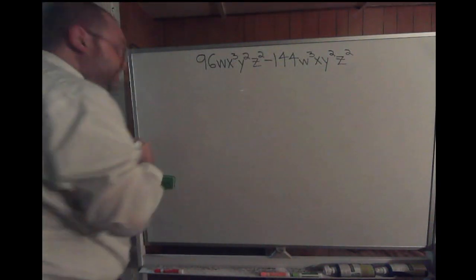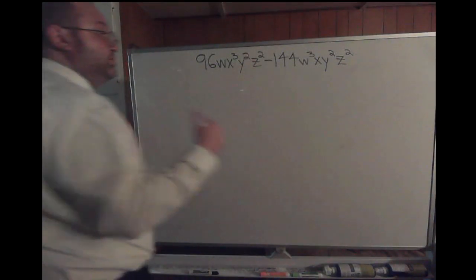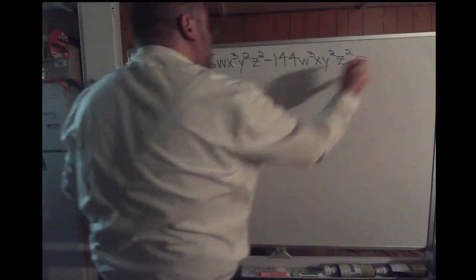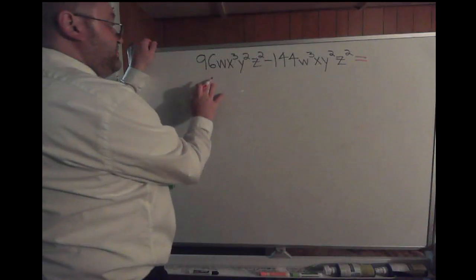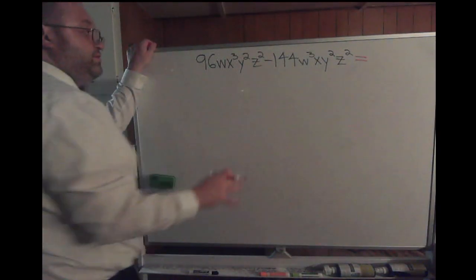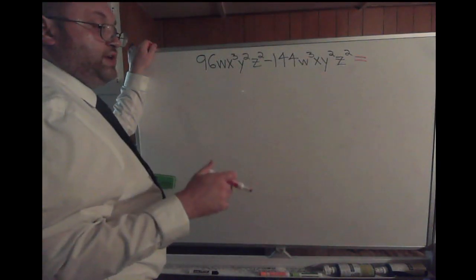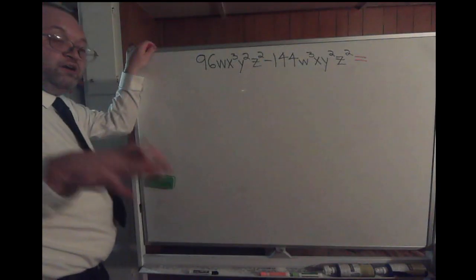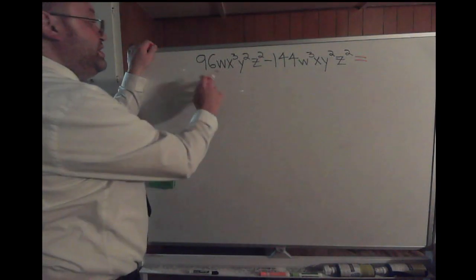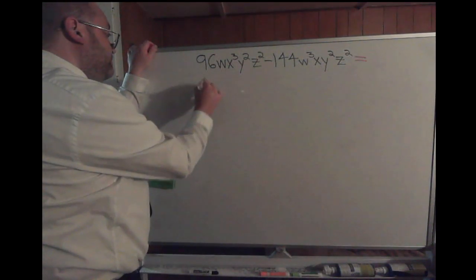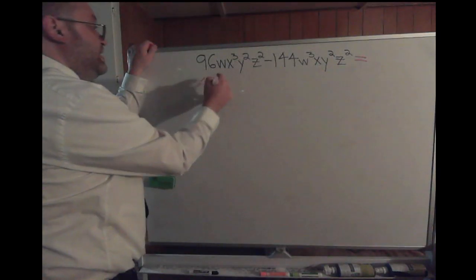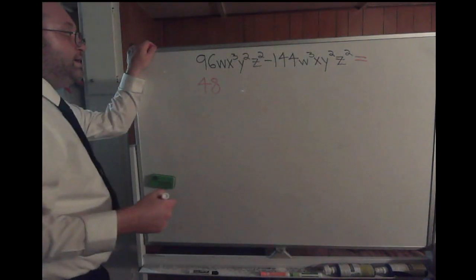Yep, they really hit us on this problem. We got 4 variables with these constants. So start with your coefficients first. 96 and 144, what is their greatest common factor? And feel free to use a calculator if you need. But I can tell you it's 48. 48 is your greatest common factor of 96 and 144.